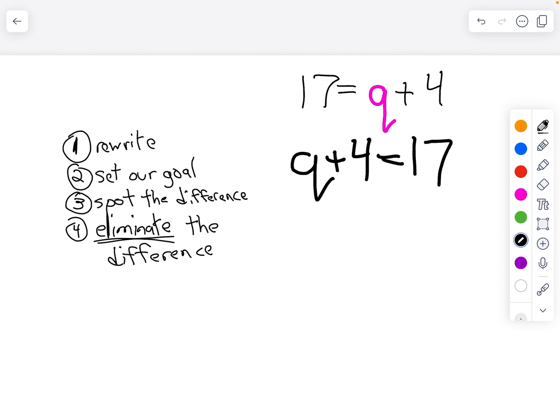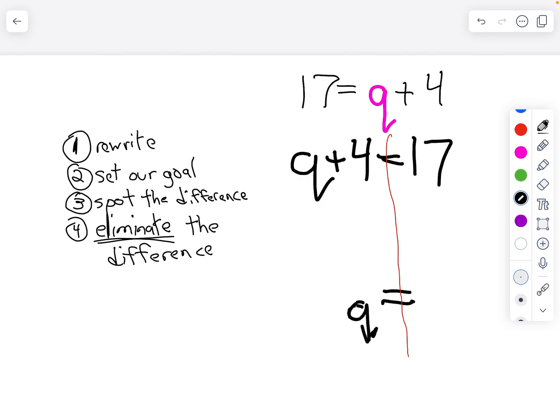Now I've rewritten it. Now I've got to set my goal. My goal is I want to know what q is. What is q? Sorry, that's a horrible equal sign. There we go. That's better. What does q equal? Well, we don't know. So that's our goal. Some people, on this next step, like to put their little line here, like Mr. Howard teaches, and that's a great way to do it. So now we got this.